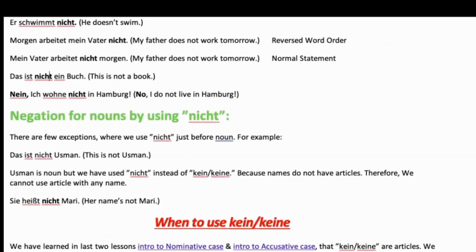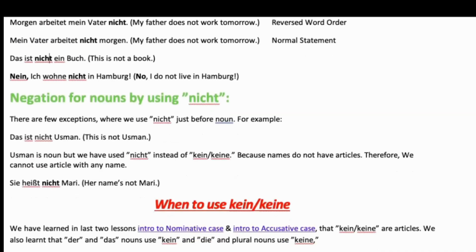Next case is when we negate a noun by using nicht. Human names in German don't have articles. Like my name is Farooq. I don't write an article with my name. Any human being's name, we don't write an article in German. So in this situation, if you want to negate a human noun, then you will place there nicht, because human nouns do not have articles. So we will not use any other negation here.